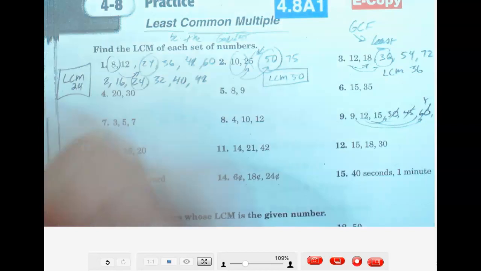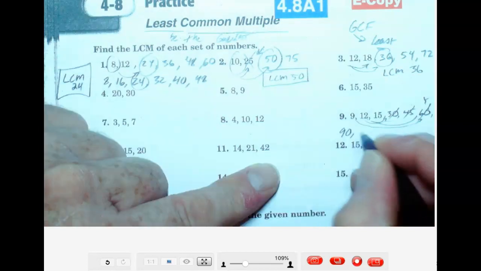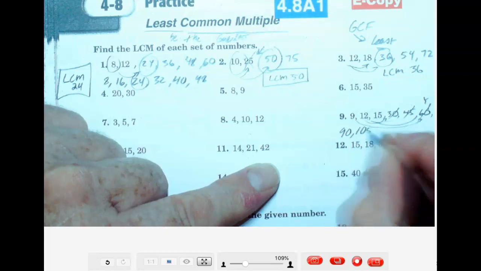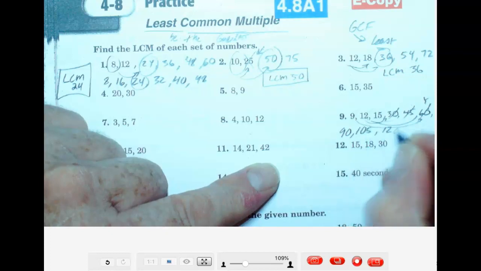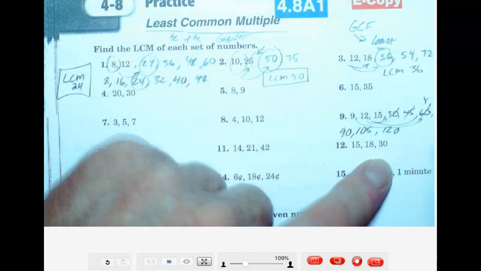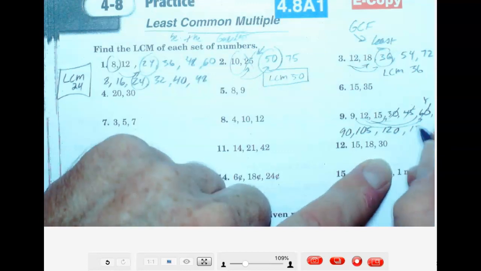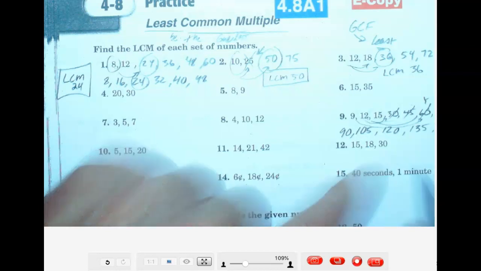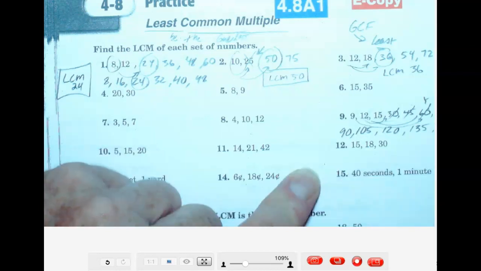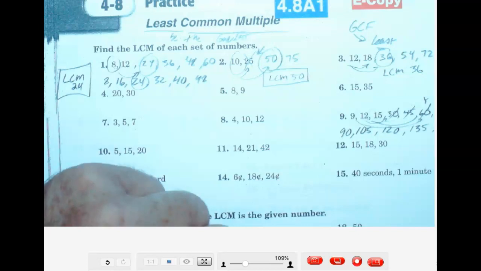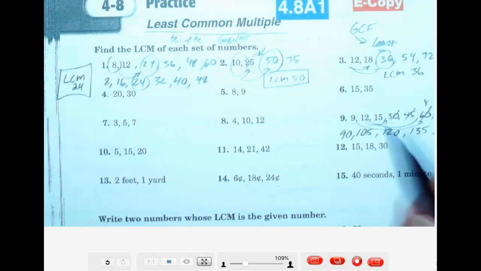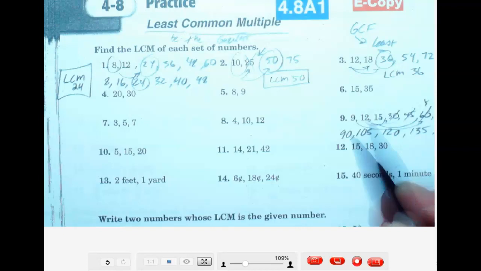So now what do I do? Well, I just keep going. 75, 90, 105, 120, 135, 150. Let's just keep checking things out here. Just keep working through this example. All right, will 12 go into 90?